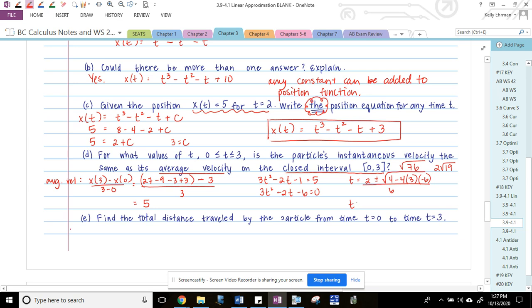And then be careful. We're only on the interval 0 to 3. The 2 minus 2 radical 19 is going to be negative because 2 minus 2 times something is negative, if that something is bigger than 1. So I can divide everything by 2, but I shouldn't have the plus or minus in my answer. I should only have the plus. So 1 plus square root of 19 all over 3. That would be my exact answer.